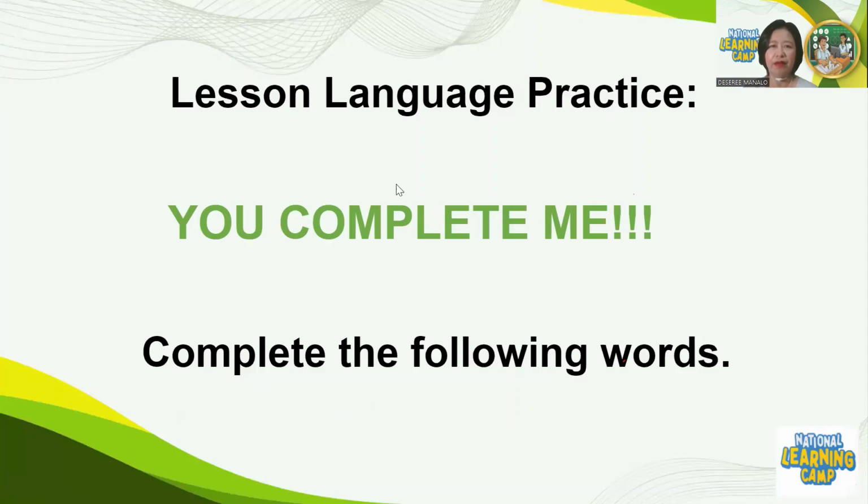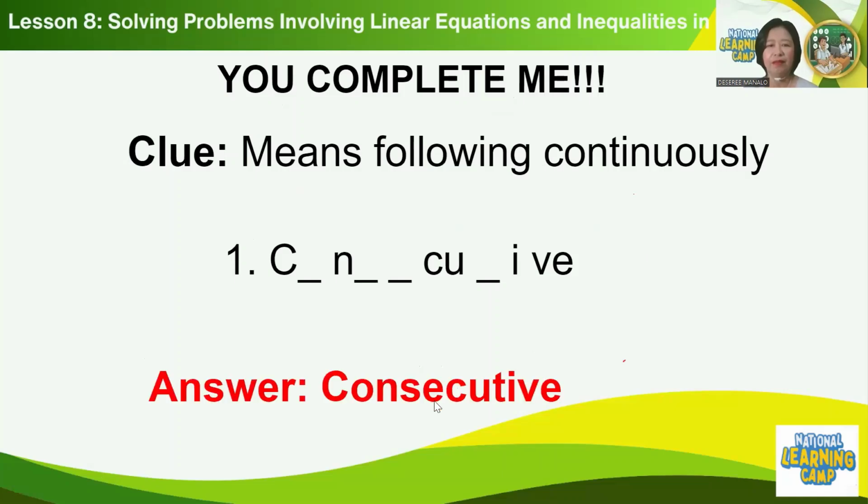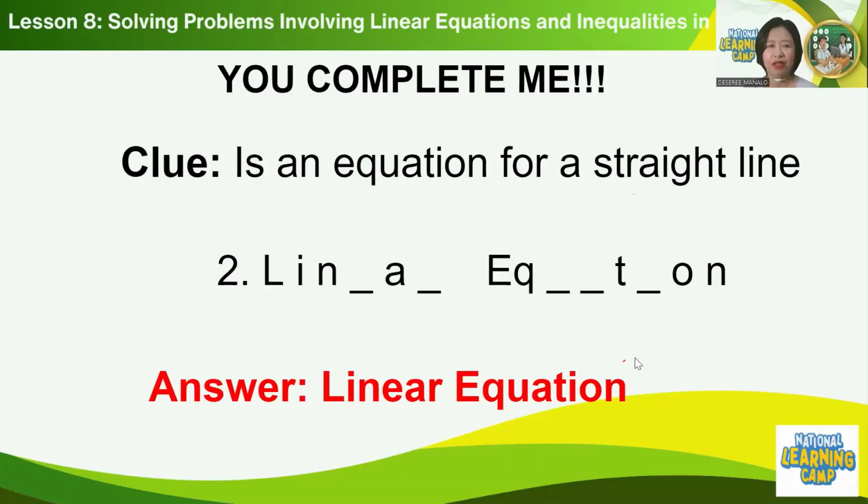Let's proceed to language practice. Complete me. You are going to complete the following words. So we have the clue. Number 1 means following continuously. It means consecutive. Next is an equation for a straight line. The answer is linear equation.